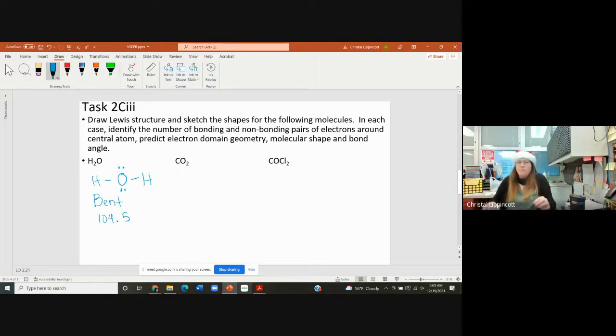Out of the way. Okay, so carbon dioxide then, carbon is here. It gets double bonded to your oxygens. So this is what its Lewis dot structure looks like. I'll give you a second to write that down.